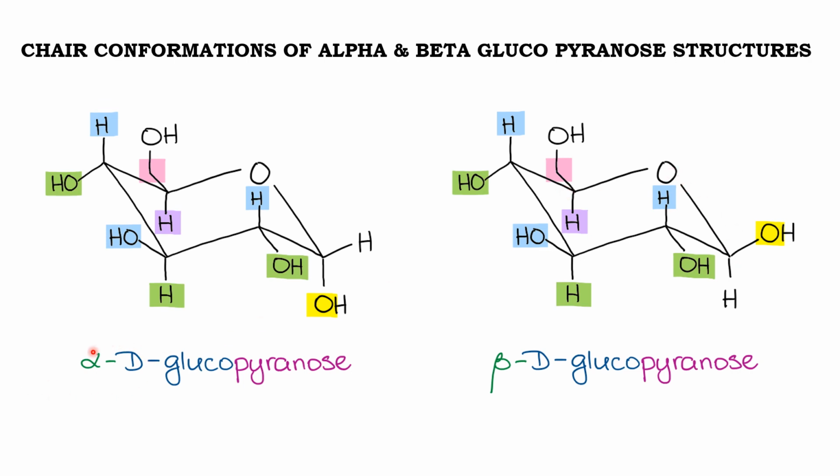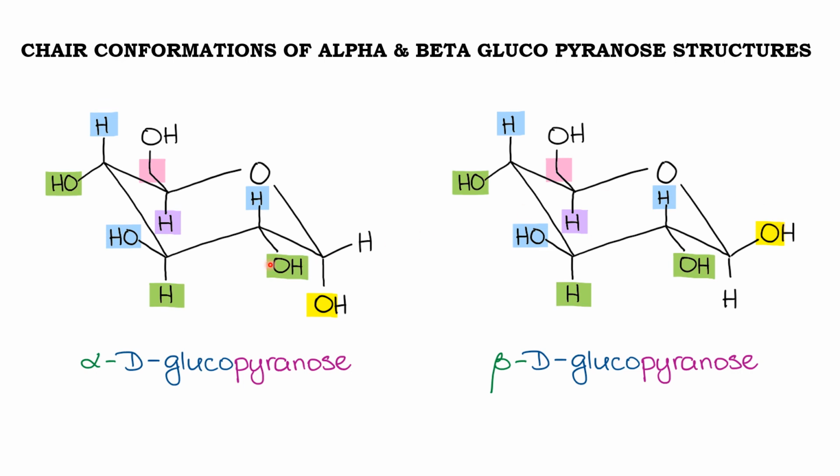See, in case of alpha D glucose, this OH group is the axial bond. Why is it axial bond? Because this is the axis. We are taking this as the axis of this molecule. This is parallel to the axis. So here the OH group is the axial bond while H is the equatorial bond. So in alpha D glucose, the anomeric carbon atom has the OH group as axial bond, while in beta D glucose, the OH group is the equatorial bond. Equatorial bond is perpendicular to the axis. So OH is the equatorial bond.